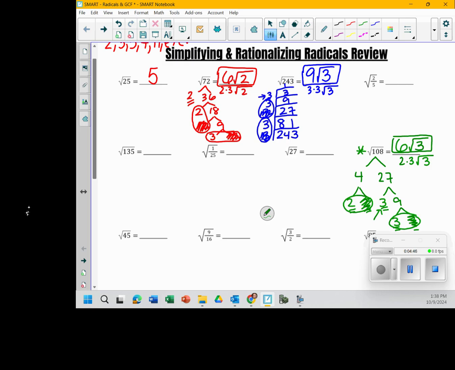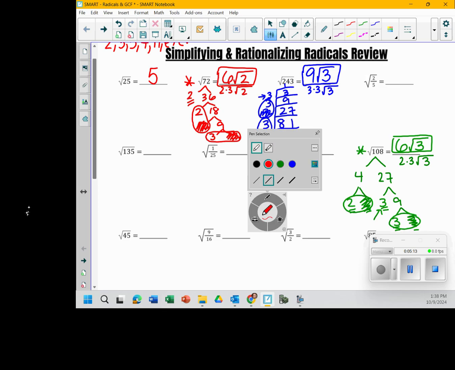I do not care which method you use for simplifying, you just need to commit to one or the other. For the sake of being consistent in notes, I'm going to stick most likely with this method here, breaking down by prime factors.